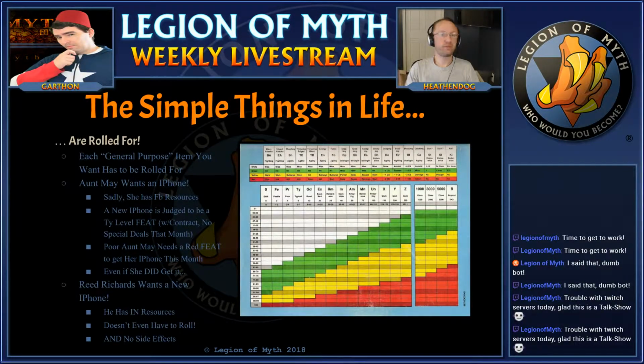Now, this is the chart I was talking about, and each CS, or column shift, is up or down depending on your purchase. Each general purpose item you want has to be rolled for. So let's say you have a typical income. You look down here in the typical chart, and to get a success, to buy something that equals a typical income, you will need to roll a 51 out of 100 to get a green success. So your typical thing, you'd want that.